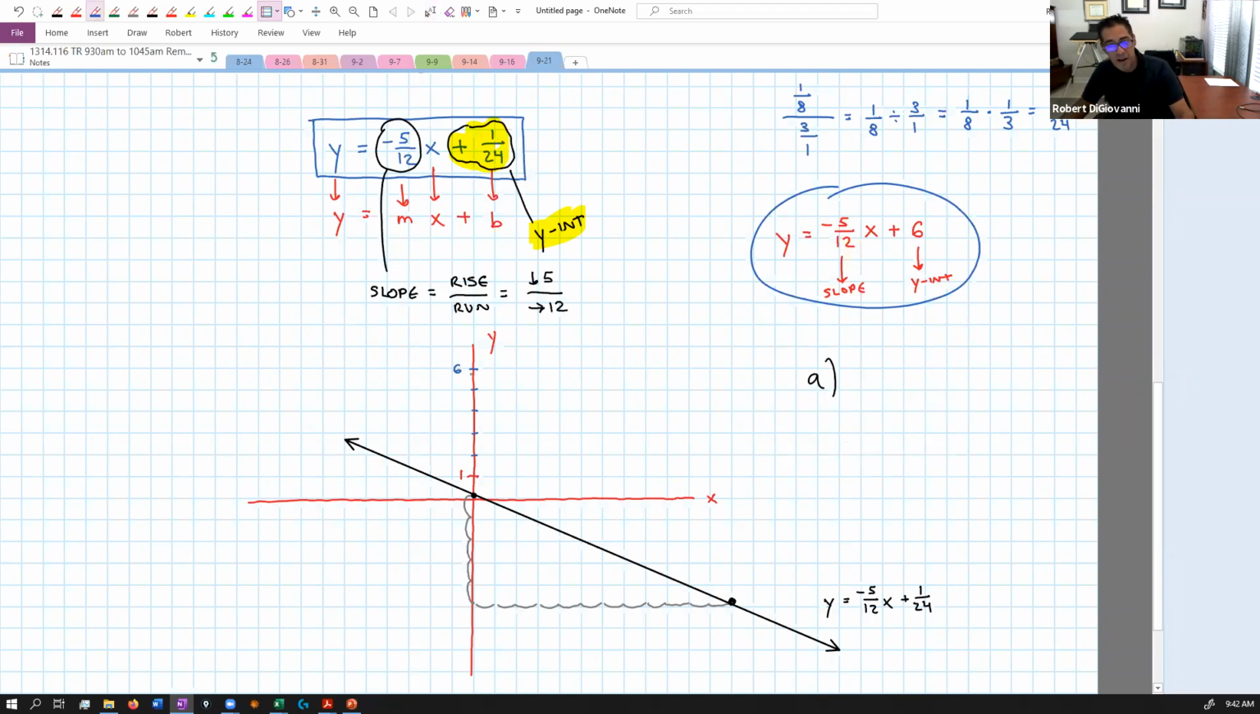So from here I go down 5. 1, 2, 3, 4, 5. And then over to the right 12. Oh, I forgot to put my dot up here. Okay, so down 5 to the right 12. 1, 2, 3, 4, 5, 6, 7, 8, 9, 10, 11, 12. That puts me here. And now if I put a line between those two, this will be a different line, right? It's not the same as the first one, but they are parallel.